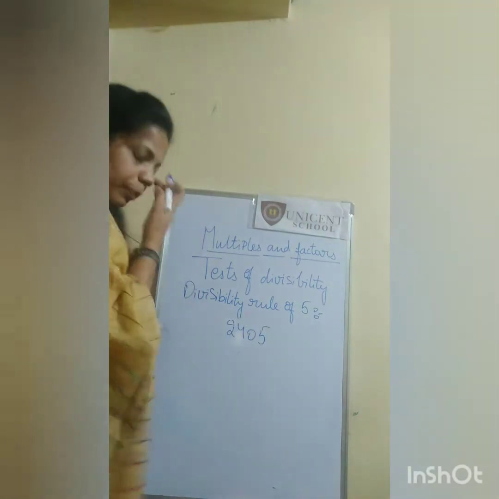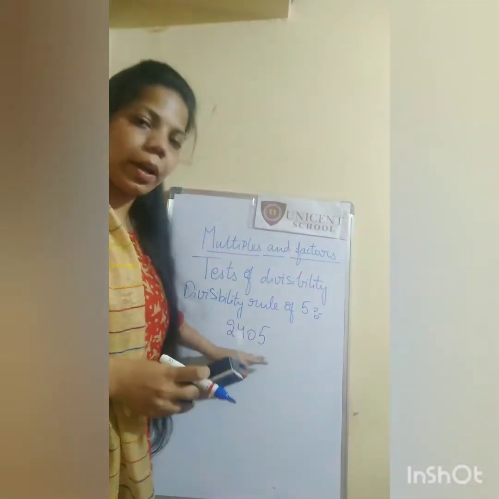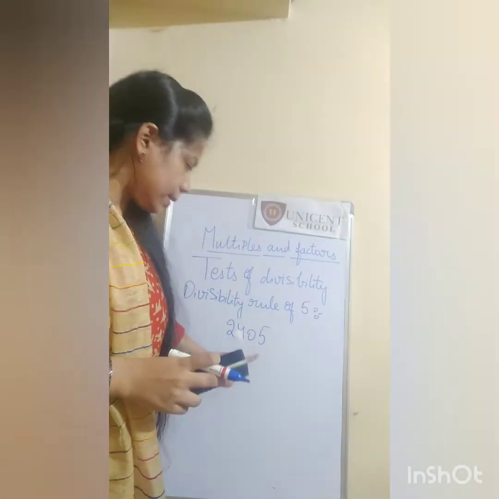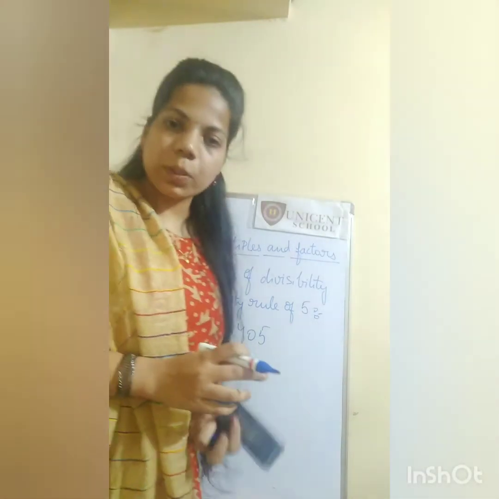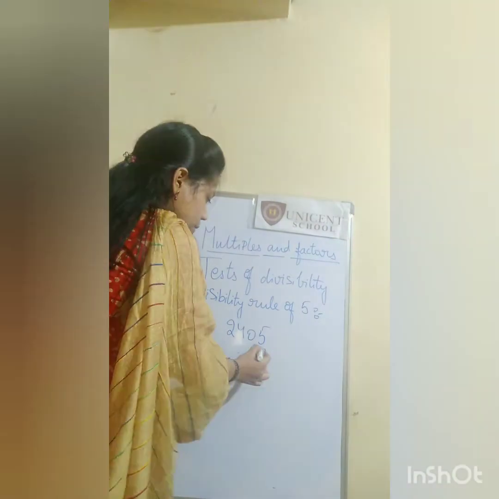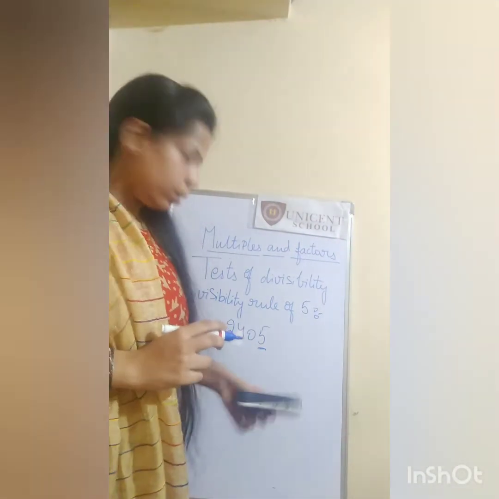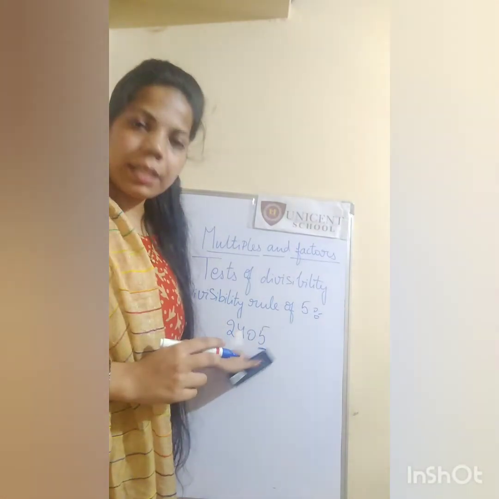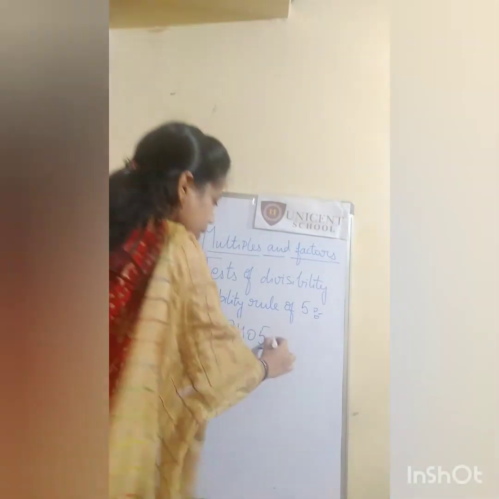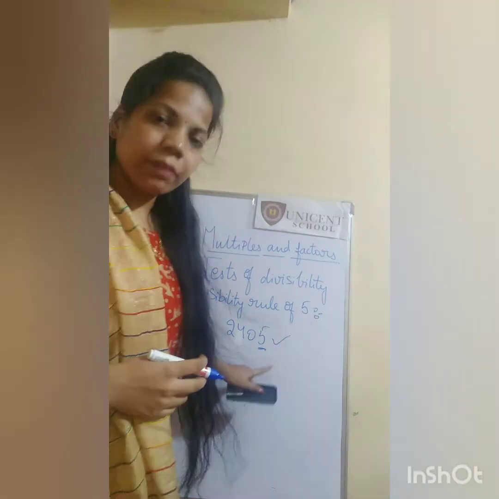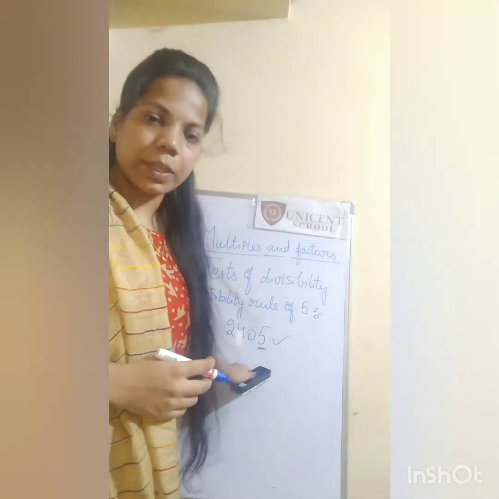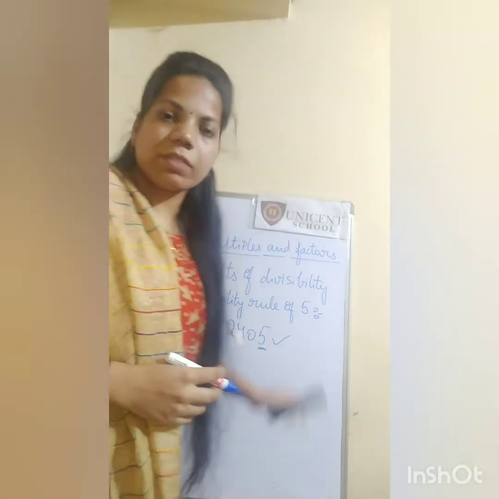2405. So in this number, what do we have in its units place? 5, right? So the given number has 5 in its units place, so the given number is divisible by 5. As the given number has 5 in its units place, the entire number is divisible by 5.